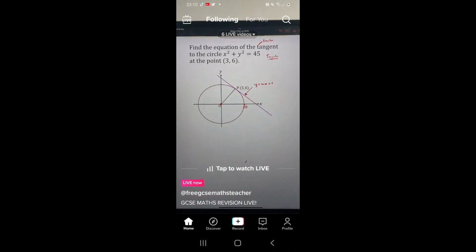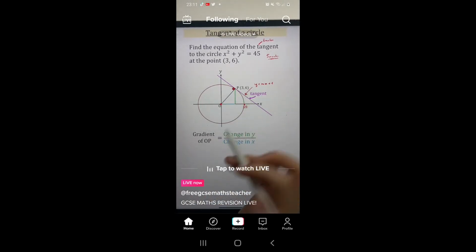where our straight line crosses the y-axis. What we should also realise is that a radius and a tangent make a 90-degree angle. Wherever you see a radius, this is a radius because that's the centre 0, 0. That's my circumference, the point P. A radius meets a tangent at 90 degrees, which means they're perpendicular to one another. So my first step is I can work out the gradient of the line OP. So OP is my radius, effectively.